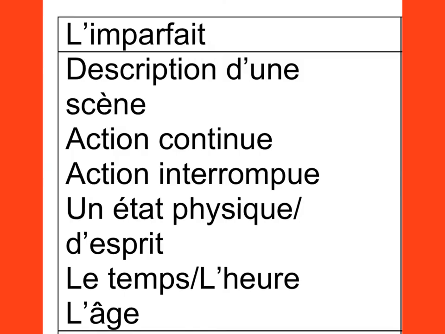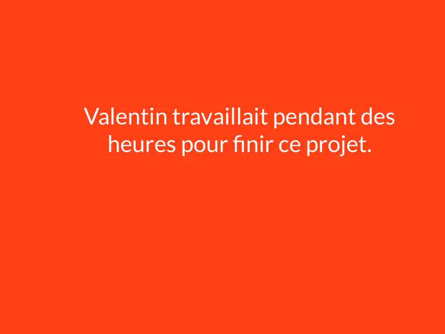Now let's look at another way we would use the imparfait, to talk about continuous action. In fact, that's what the imperfect is. It's an action that's not finished. So let's look at an example. Valentin travaillait pendant des heures pour finir ce projet. Again, you have the imperfect, and try and see if you understand what the sentence means.